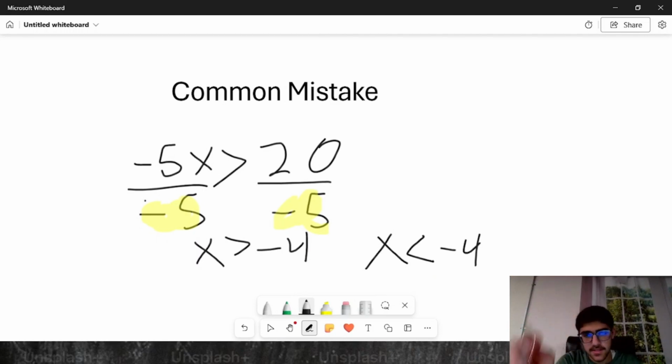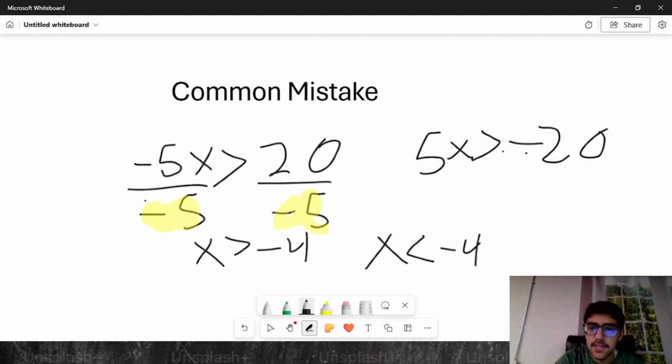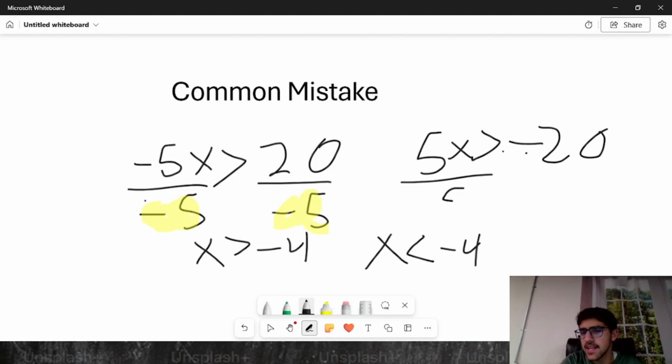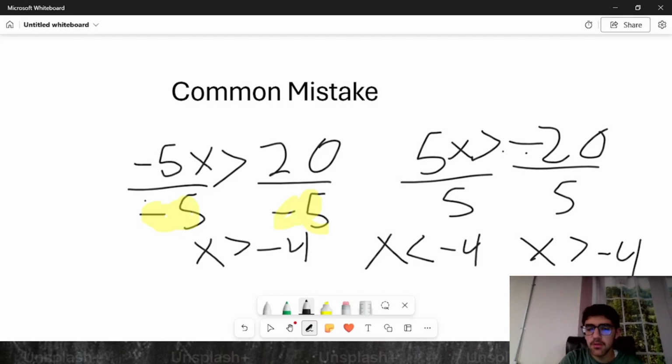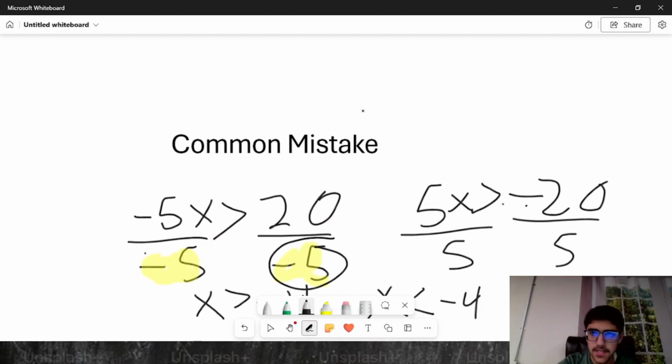And an important thing to note: don't mix that up. If I had negative 20 is greater than 5x, I'm not dividing by a negative, so that does not count. This would still be x is greater than negative 4. It only counts if you divide by a negative. So the number you put on the denominator is a negative. That is the only place that it counts. So I hope that is clear.